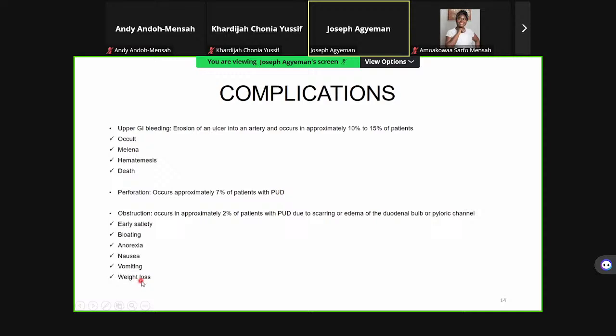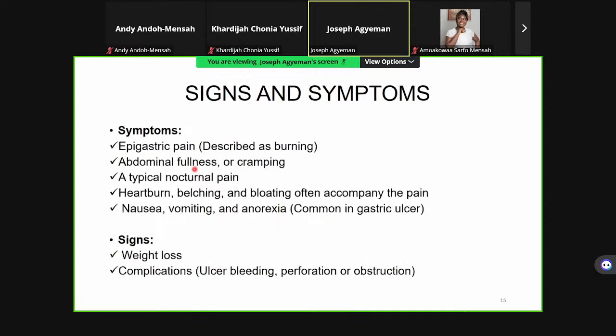So these are some of the complications that people normally suffer. Perforations and obstructions may take you to the theater for a session. So they may have to repair it for you if you are not lucky. So let's not joke with peptic ulcer disease.